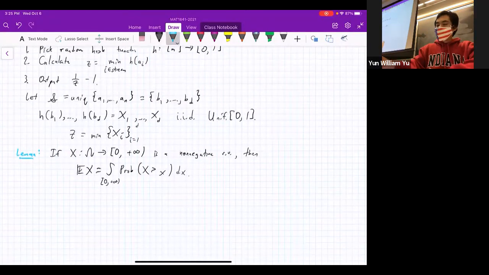Okay, so this is a standard result in probability theory. I think there might be a proof in the book, or I guess this isn't in the book, but it's in any standard probability text. So our claim now is that the expectation of z is going to be equal to 1 over t plus 1.